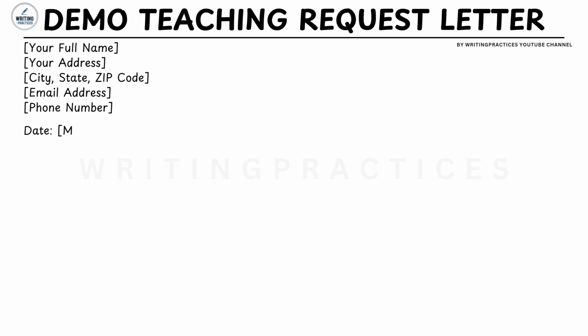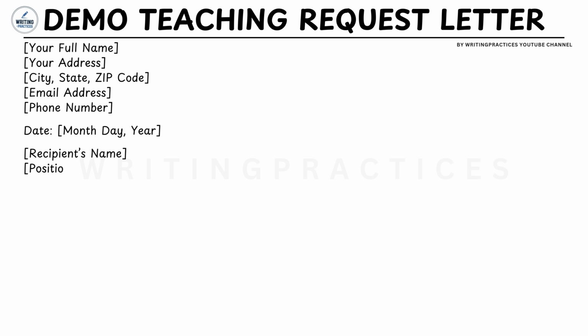Date, when you're sending the letter. After your contact details, leave a space and write the date you're sending the letter. The date should be written out in full, month, day, and year format. For example, April 29th, 2025. This is important because it shows when your request was made and can help both you and the recipient track communication timelines.